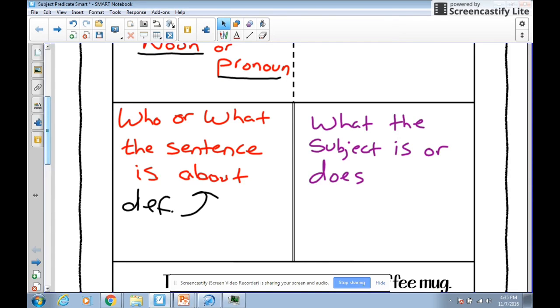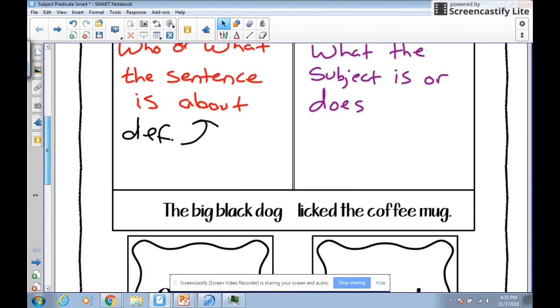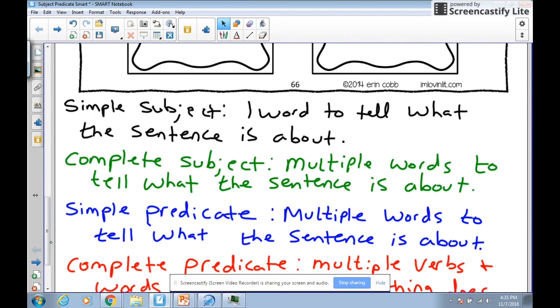So that takes us to four different types. We have simple subject, complete subject, simple predicate, complete predicate. Now, whenever we say simple, what that means is one. Whether this is a subject or a predicate, remember, simple equals one. If it's more than one, then it's not simple. So a simple subject is one word to tell what the sentence is about.